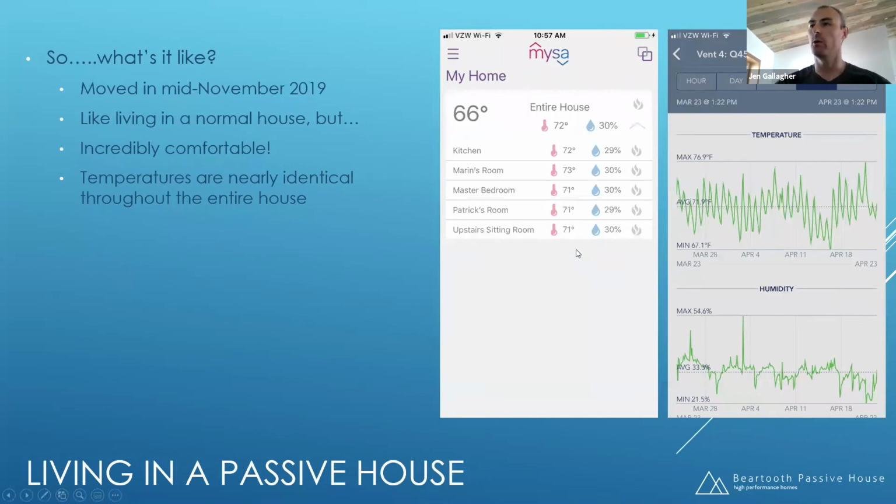Okay, so what's it like living in a passive house? For the most part, for the 6 months that we've lived here, it's pretty much like living in a normal house because we have bedrooms and bathrooms and a kitchen, but it's incredibly comfortable. We moved in, like I said, mid-November. It was relatively cold here in Red Lodge. We had a pretty harsh, cold October. November wasn't too bad. December wasn't too bad. It actually never got super, super cold here. But the house is really, really comfortable.